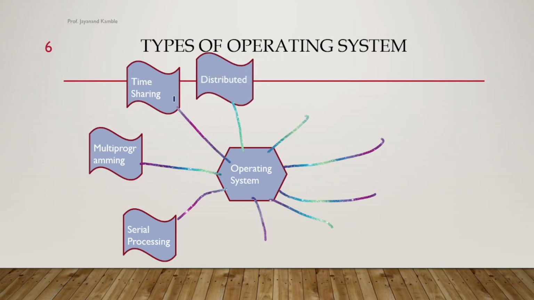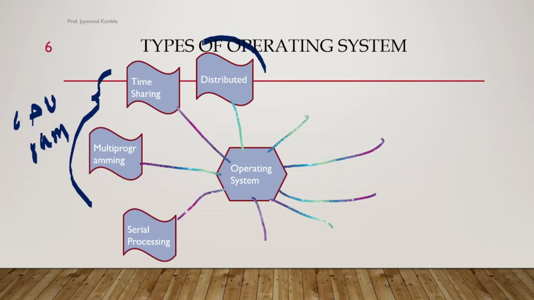Another type of operating system is distributed. In all the two cases that we have seen, the computer has their own CPU and also has their own RAM. That means the computers are having their own hardware. Now, it may be the case that we want to store data on multiple computers. So in that case, we need an operating system of type distributed. Then mobile operating systems.